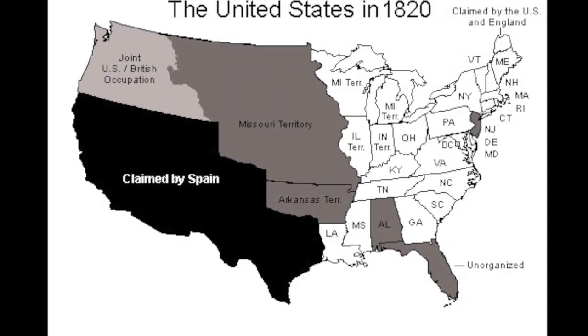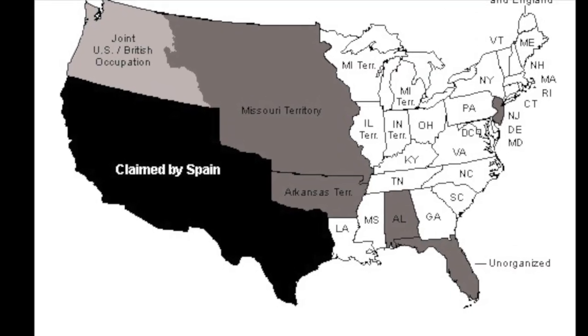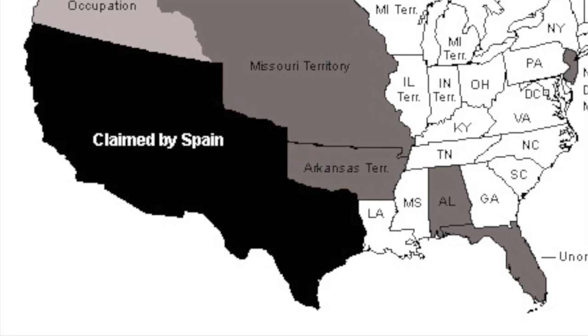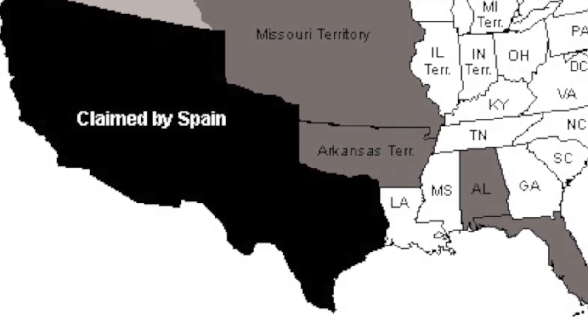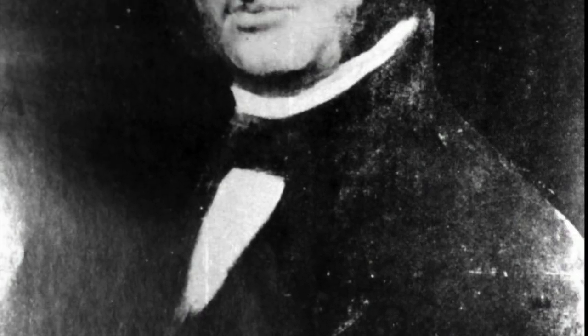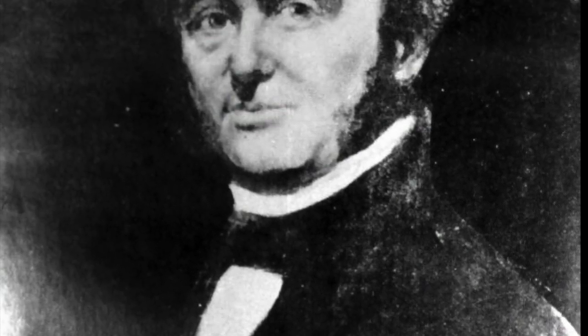In order to understand the annexation of Texas, we need to understand the events that led to Texas being annexed to the United States. To begin, in 1820, what we now know as Texas was owned by Spain. The Spanish governor allowed Moses Austin, a citizen of the United States, to start a settlement in Texas.